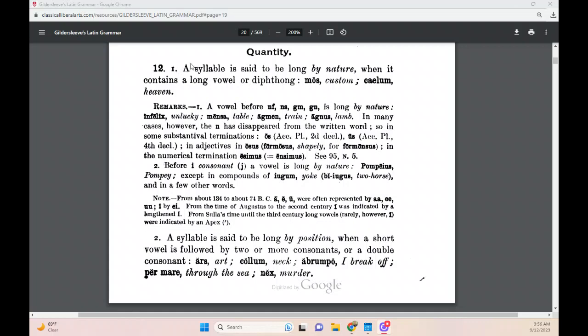Okay, so we've got two rules for judging the length of syllables. The syllable is said to be long by nature when it contains a long vowel or a diphthong, or when it's followed by certain pairs of consonants, or when it's followed by a consonantal i. We also see that a syllable is said to be long by position when a short vowel is followed by two or more consonants or by a double consonant. All right, that should be clear enough. You still have to study this on your own, but as far as me introducing you to the content of the rules, I think that's clear enough for you to study now.